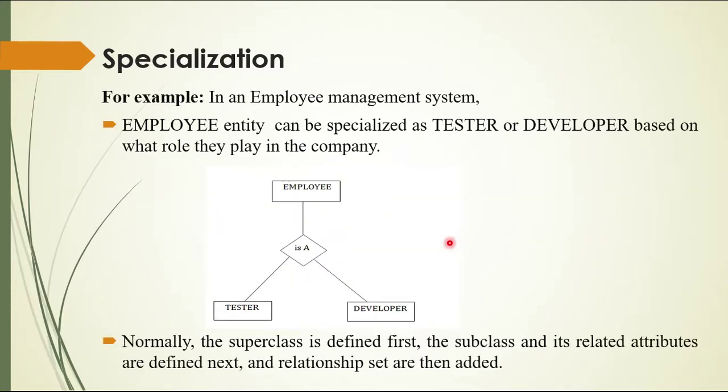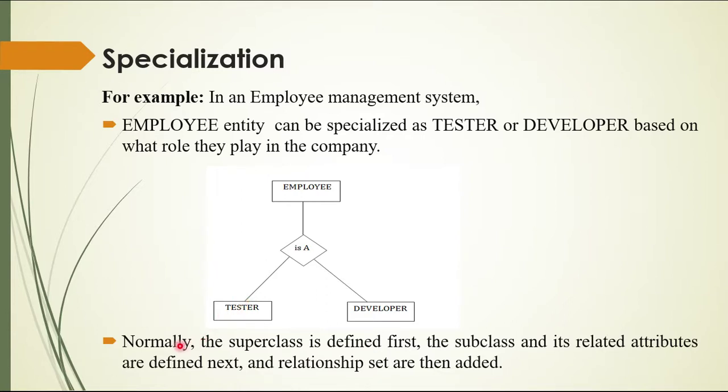See here, our example is an employee management system, in which the employee entity can be specialized as a tester or developer based on what role they play in the company. It is the example of one software company in which an employee may be a tester or a developer. So this employee is our higher level entity. Employee is divided into sub parts, that is tester and developers. Employee is known as a higher level entity, and tester and developers are known as lower level entities. It is known as the top down approach, as employee is divided into sub parts. So this is the top down approach.